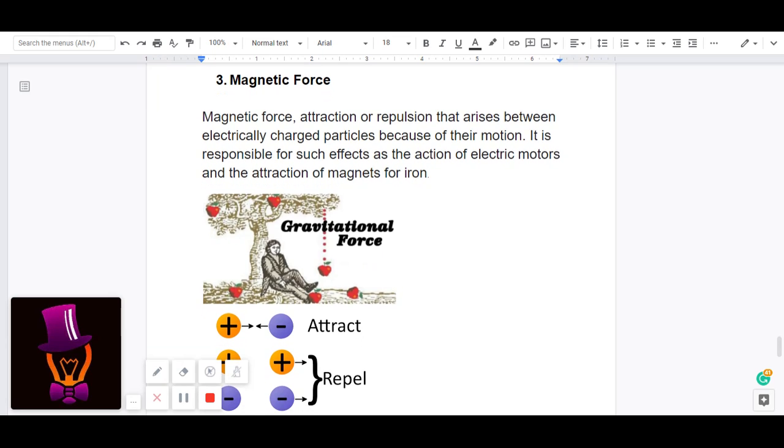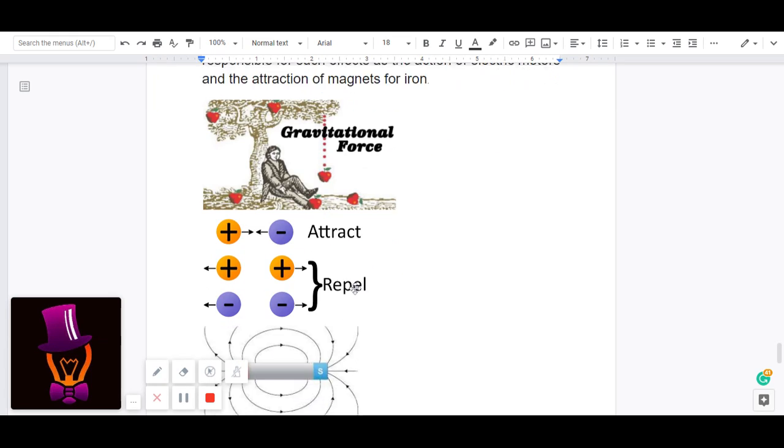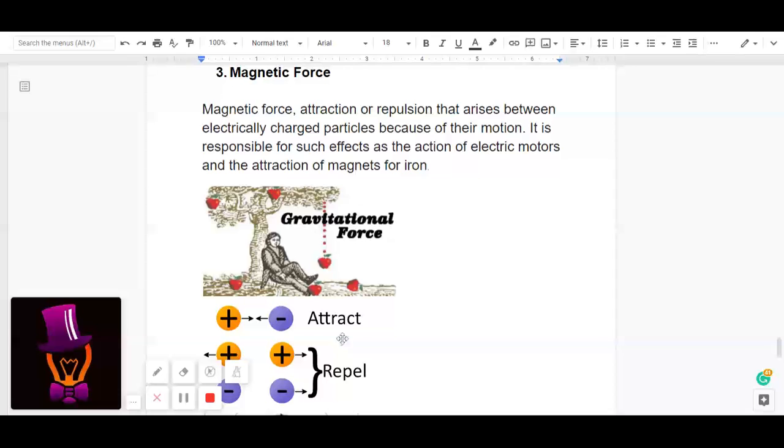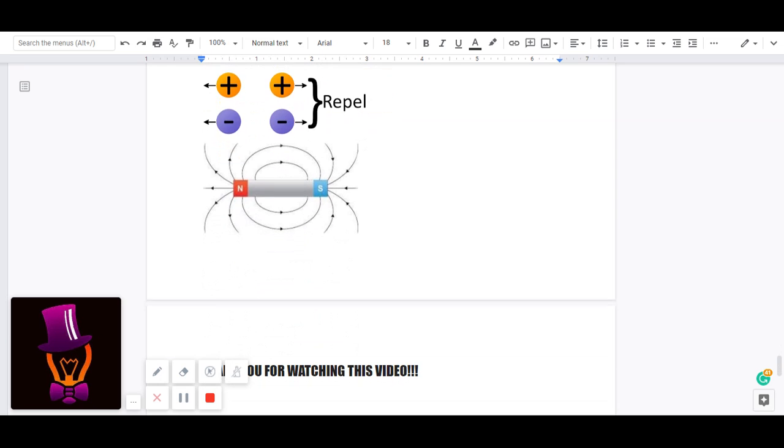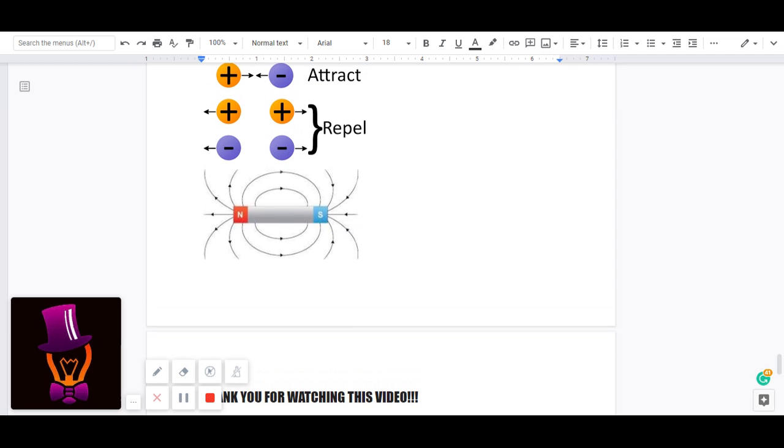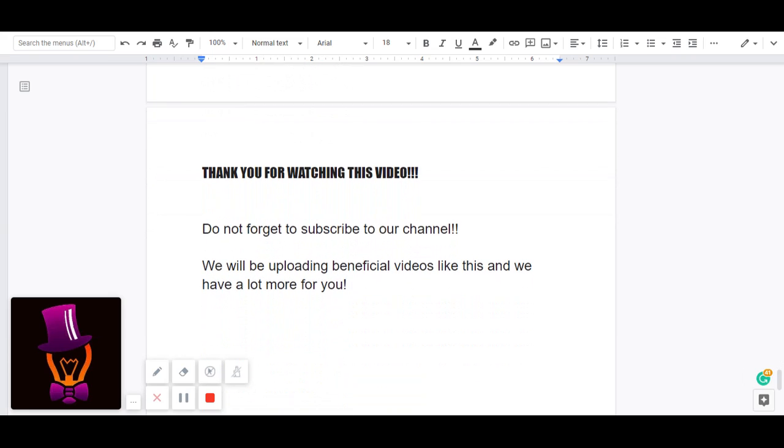Now, here are images of gravitational force, electrostatic force, and magnetic force. This is gravitational force. The Earth is pulling the apple down. This is how the great Isaac Newton found the concept of gravitational force. And here's an image of like charges repel and unlike charges attract. So positive and negative attract, while two positives or two negatives repel. And here's an image of a magnetic field, north and south pole, and hence we have completed thoroughly the concepts of contact and non-contact forces.